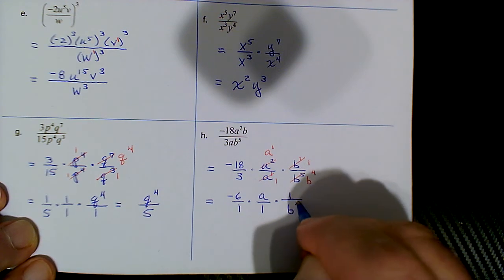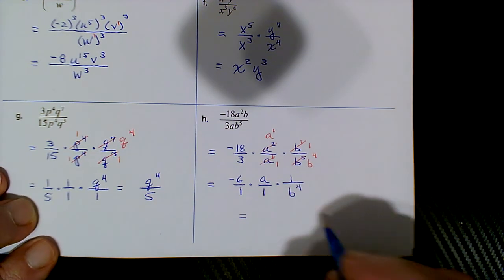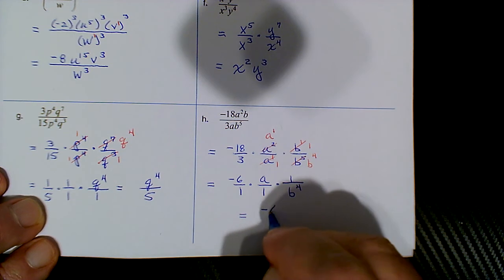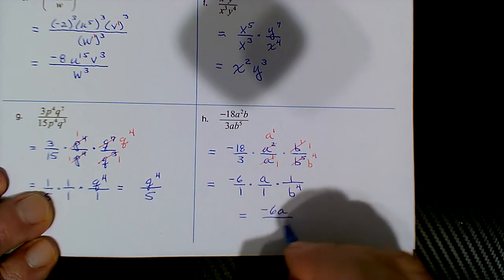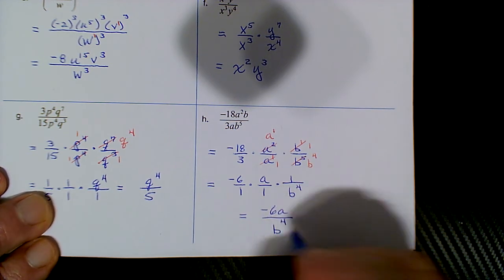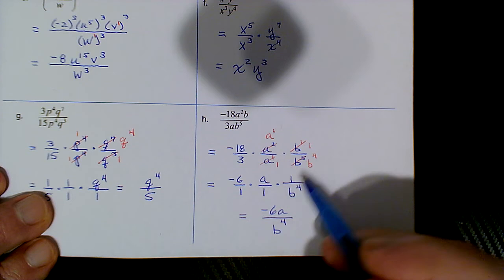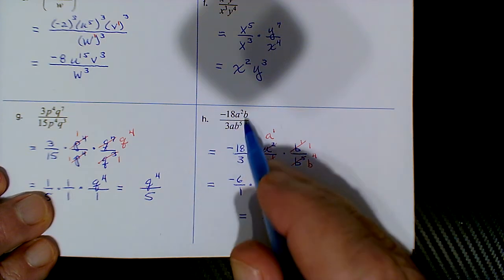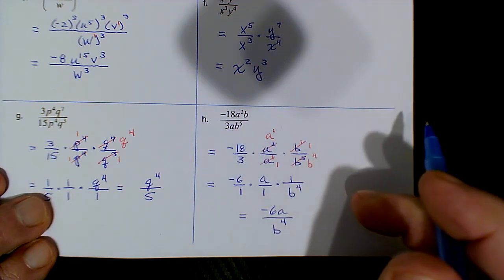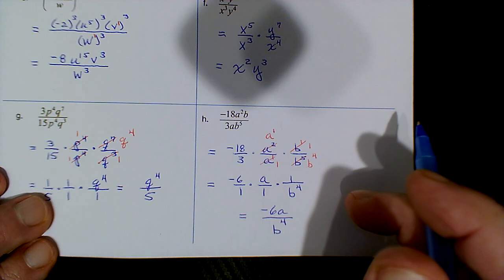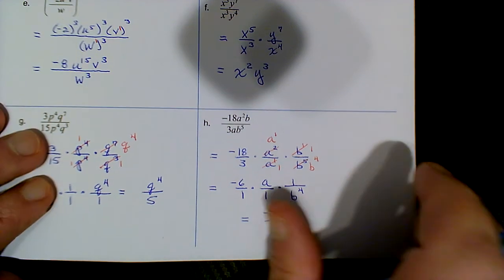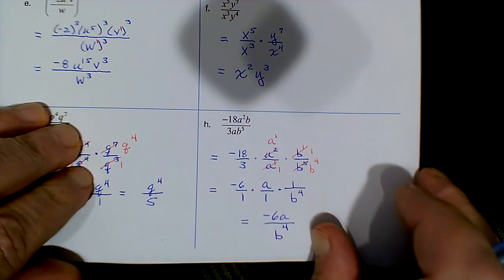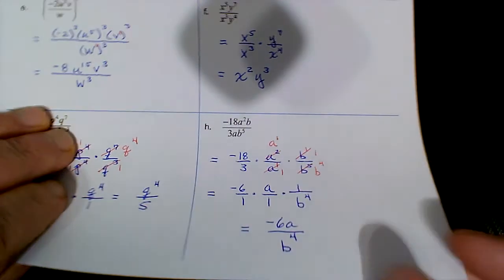And then when we multiply across, we get negative 6a over b to the 4th. And again, you don't need to show this middle work. You could actually just jump right in here and start the cancellations within the context of the given situation. Okay, so that's exponent rules and a few more.